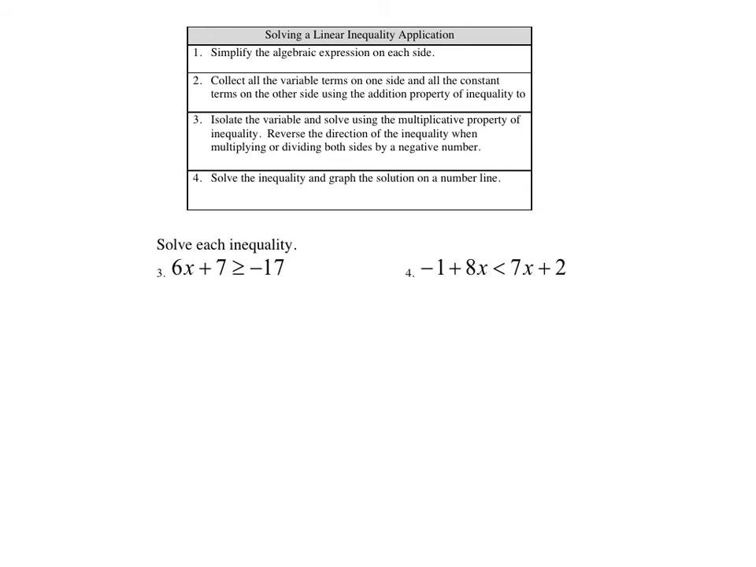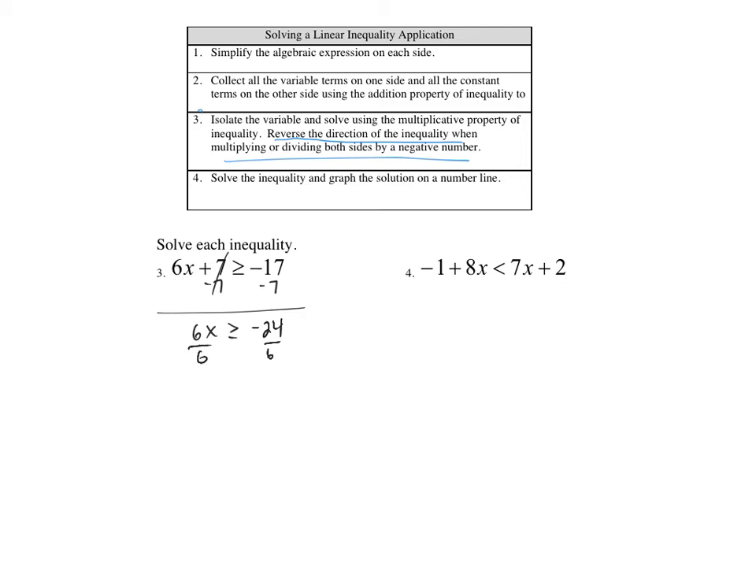So the process is going to be just exactly like a regular equation, except if you multiply or divide by a negative, then you need to change the direction. We just need to keep that in mind, and other than that, it's just like a regular equation. So I'm going to get all my numbers on one side, subtract 7 from both sides, and I would have 6x is greater than or equal to negative 24, and then dividing through by 6 here.